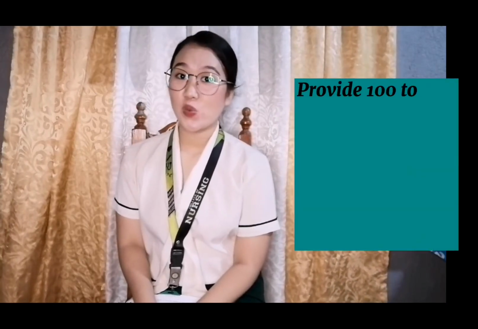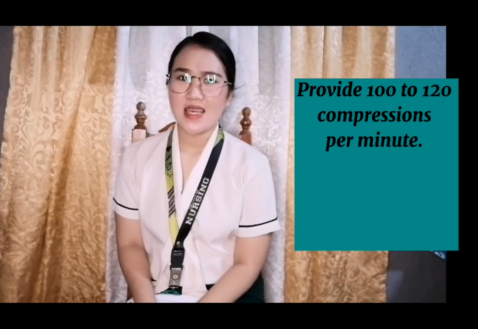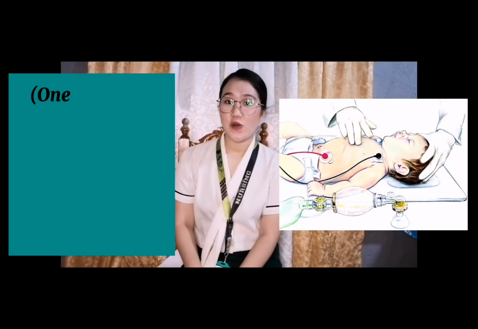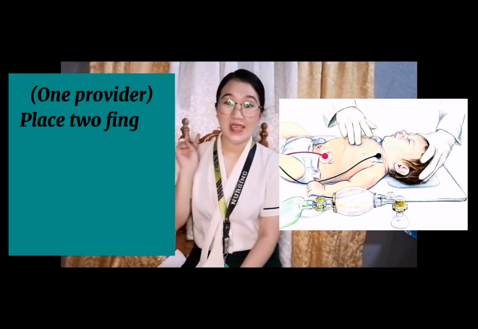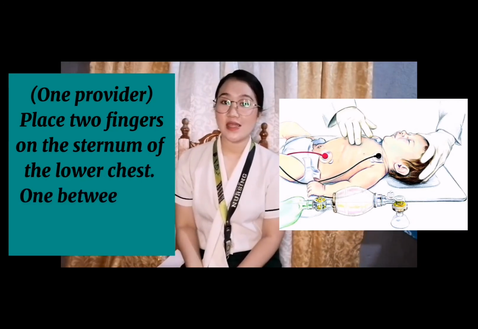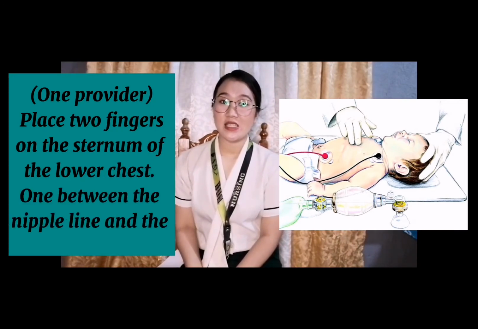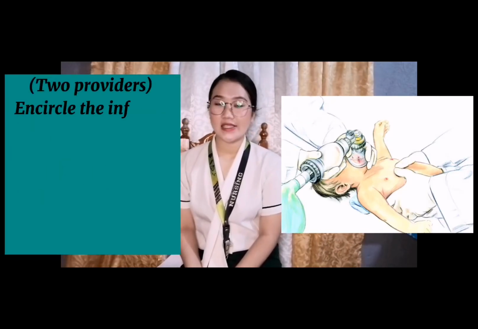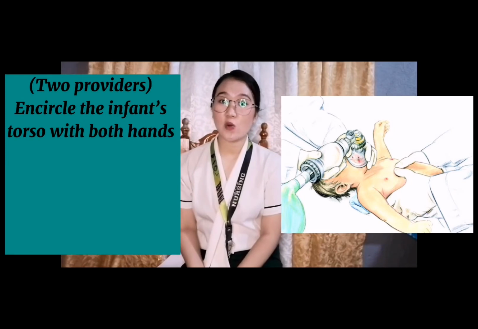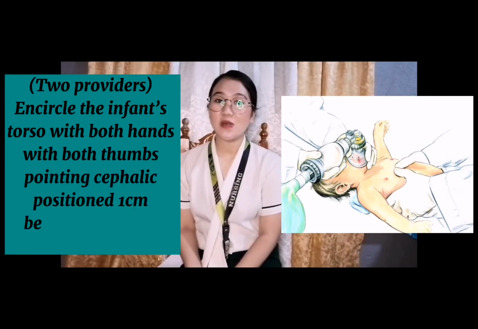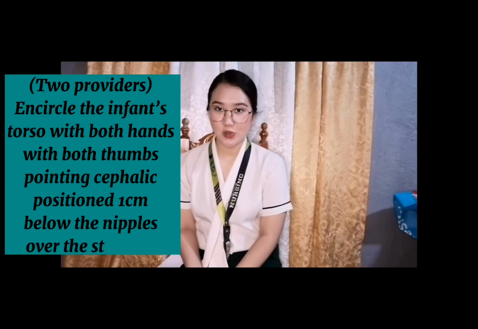Start with chest compressions. Provide 100 to 120 compressions per minute. This is 30 compressions every 15 to 18 seconds. If you are the only provider, place your 2 fingers on the sternum of the lower chest, one on the nipple line and the other 1 cm below. But if there are 2 providers, encircle the infant's torso or trunk with both hands, with both thumbs pointing cephalic, positioned 1 cm below the nipples over the sternum.